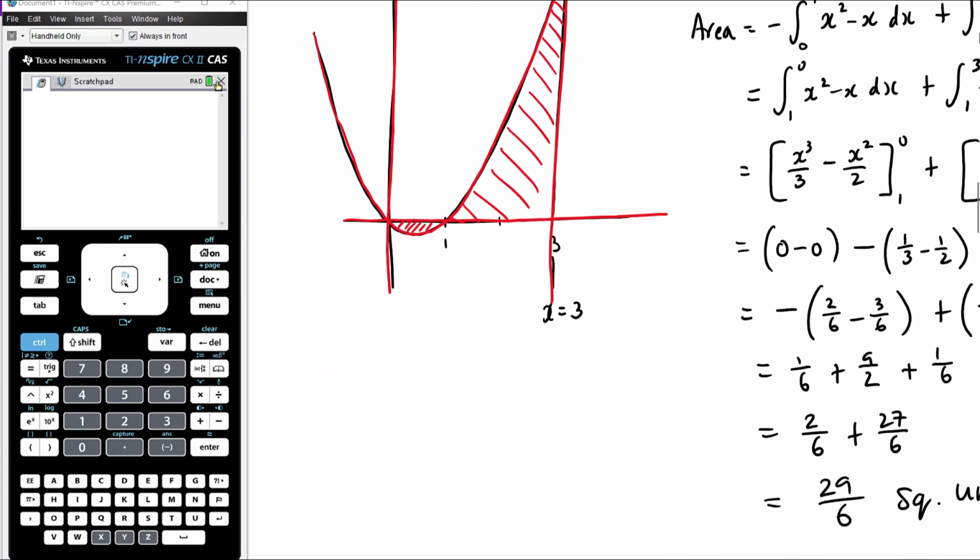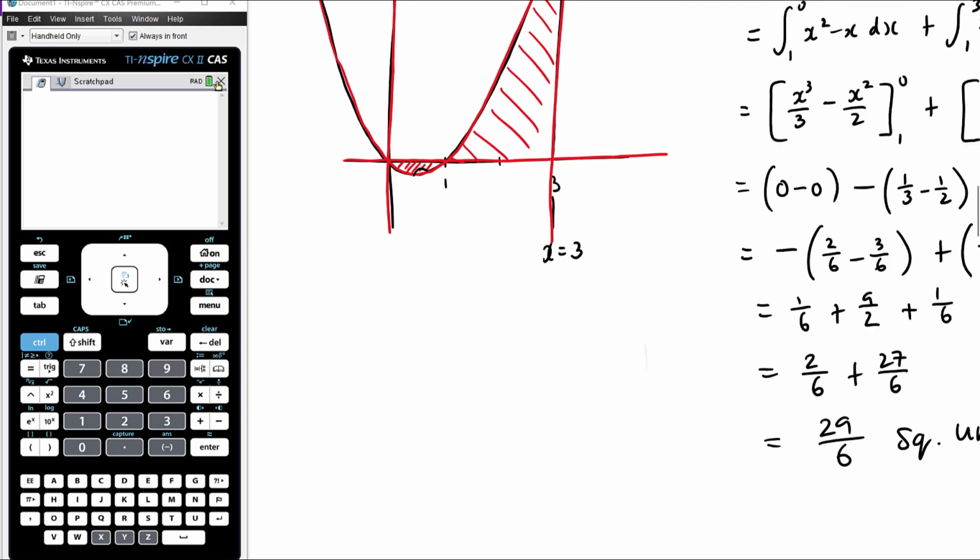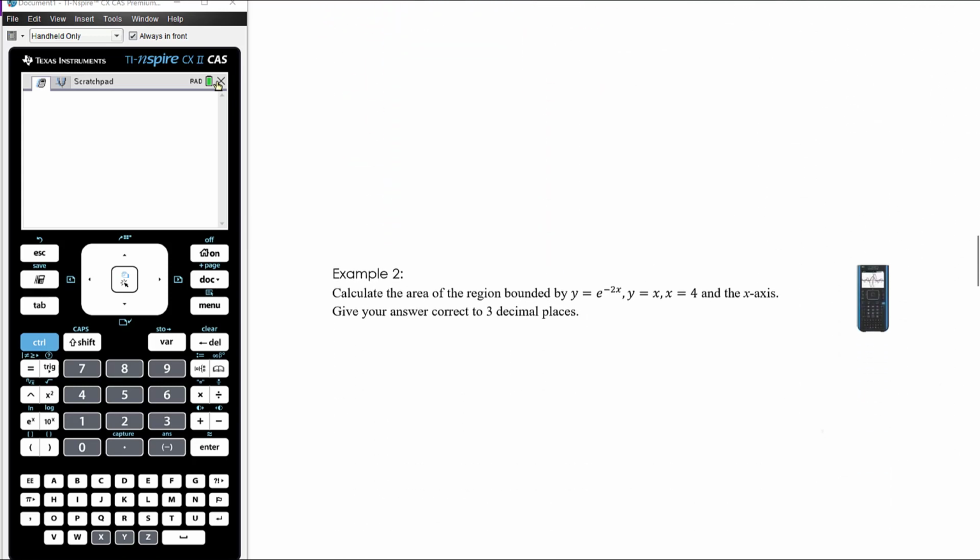Some people like to do area 1 and area 2 and calculate two separate integrals and add them together, and that's fine. Personally, I think it's valuable to be able to think through what the area will be equal to, but that's up to you. You can do them separately if you need to.